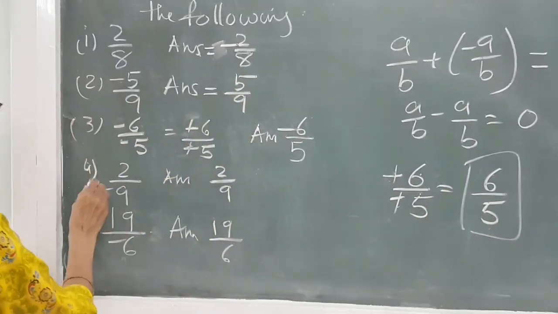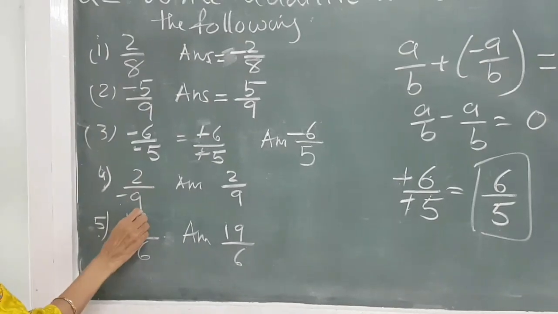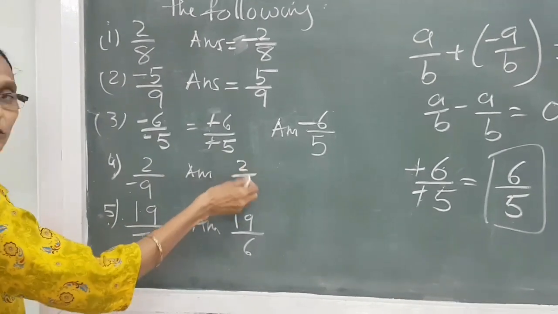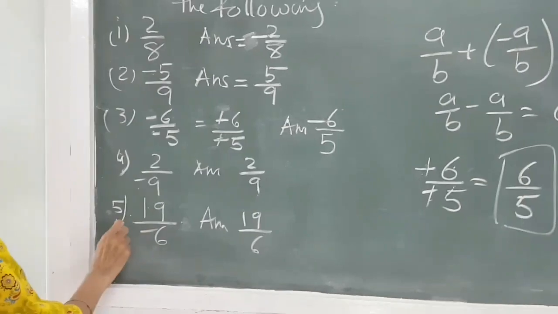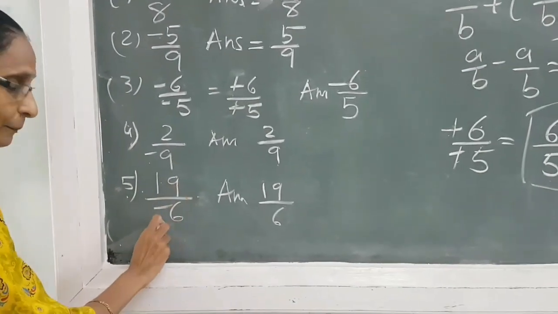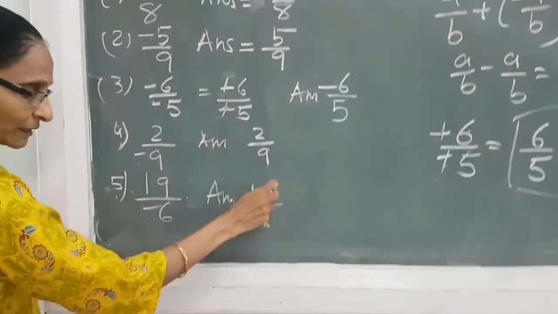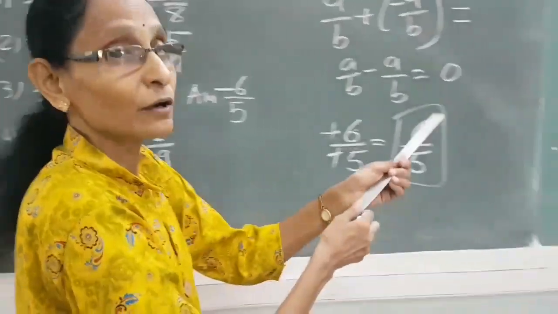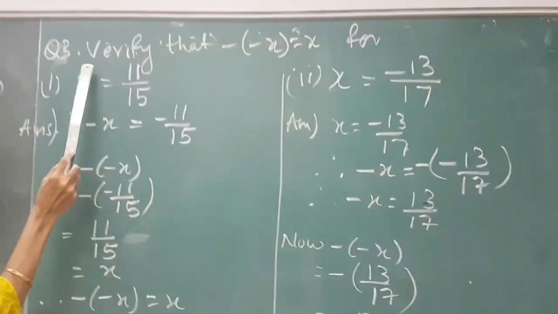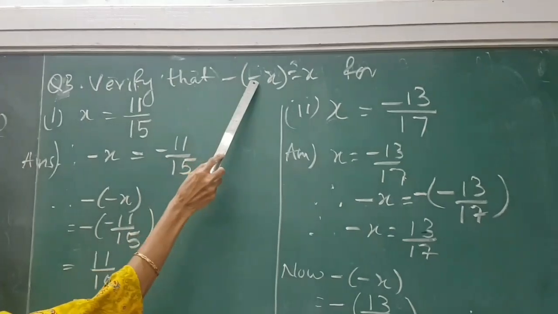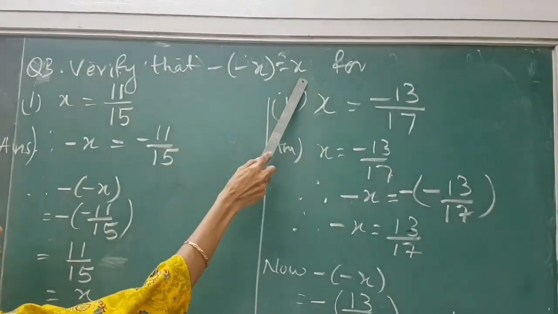Clear? Now fourth question. 2 upon minus 9. So the answer will be minus 2 upon 9. Question number 5. 19 upon minus 6. The answer will be minus 19 upon 6. Now question number 3. Verify that minus of minus x is equal to x.